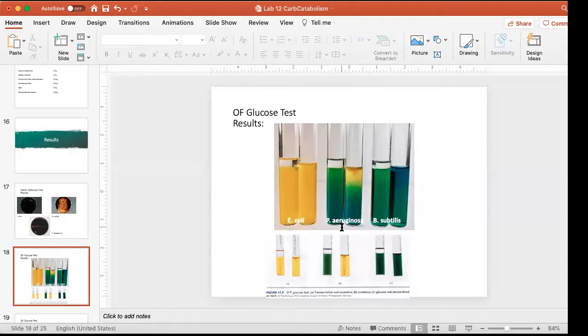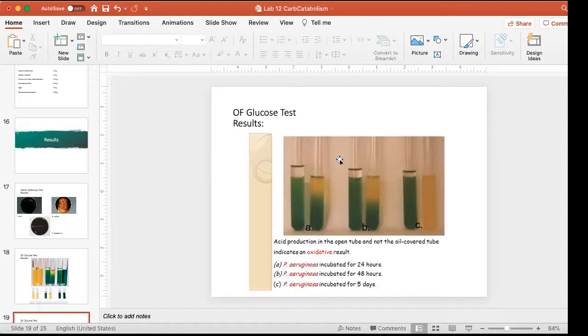So what did we end up with? We ended up with aerobic cellular respiration for E. coli, aerobic cellular respiration for Pseudomonas, no aerobic cellular respiration for Bacillus subtilis. Fermentation for E. coli, no fermentation for Pseudomonas, no fermentation for Bacillus subtilis.